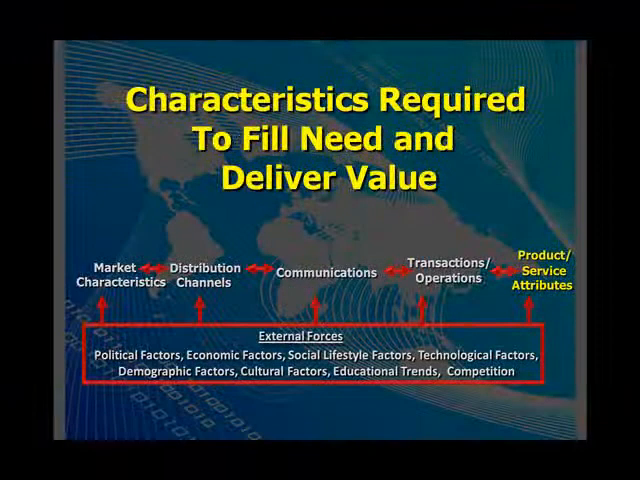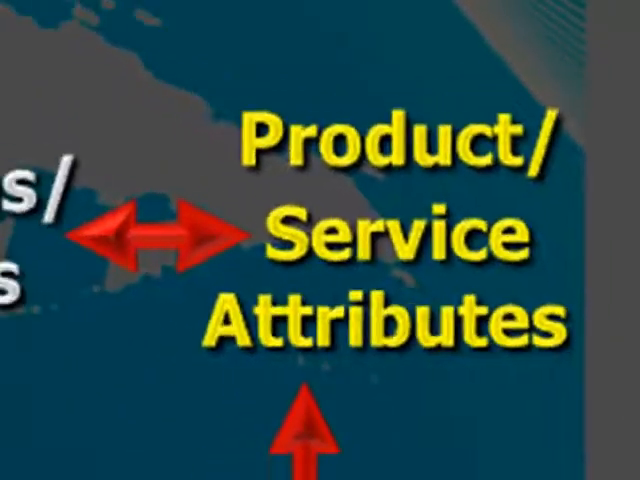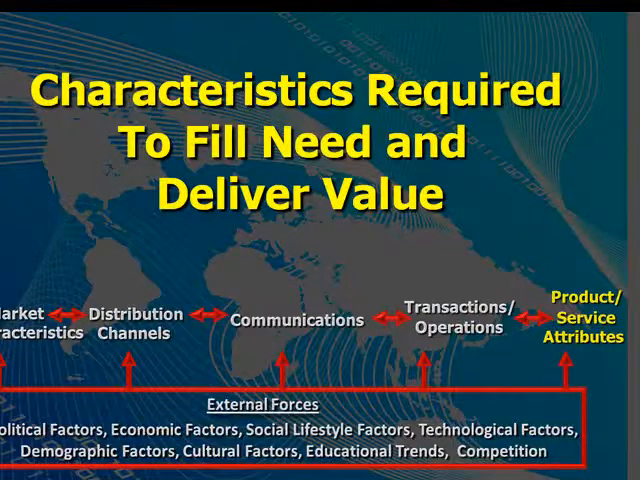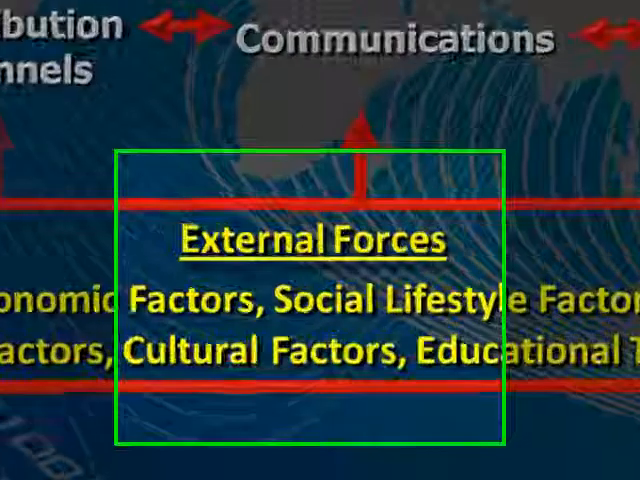The next component of the value chain is the product service attributes. This one pretty much speaks for itself. In essence, you've identified a need in the market, and this component is at the core of how you intend to fill it. Now let's go to the box that sits just below the value chain.